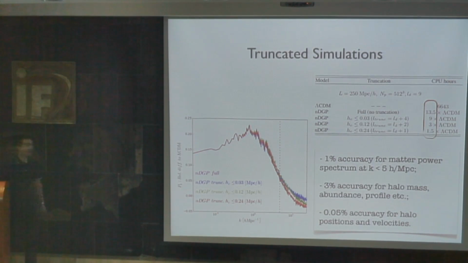Now you want to know what the savings are from these kinds of approximations. This lists the CPU time used in all these simulations. This is the lambda CDM CPU time. The full DGP simulation takes almost 14 times longer than lambda CDM. In the worst case, the red case, where you truncate very aggressively, you find that it only takes about 50% longer than lambda CDM. So by doing this kind of approximation, you don't really lose a lot of accuracy, but you get a great boost in performance, and this makes the simulation almost as efficient as standard gravity simulations. That can be useful.